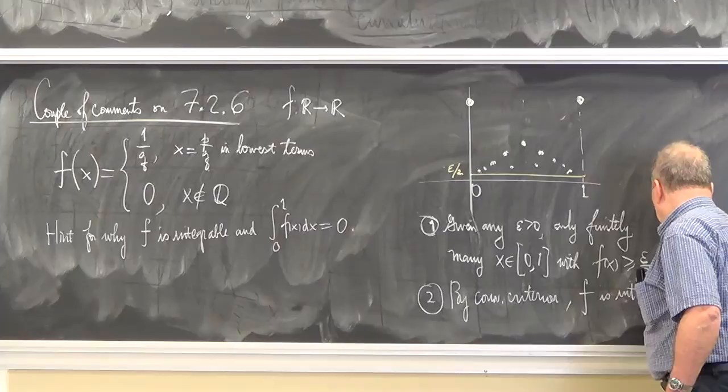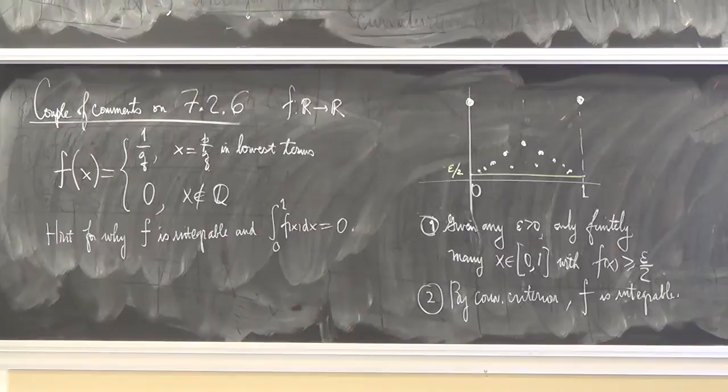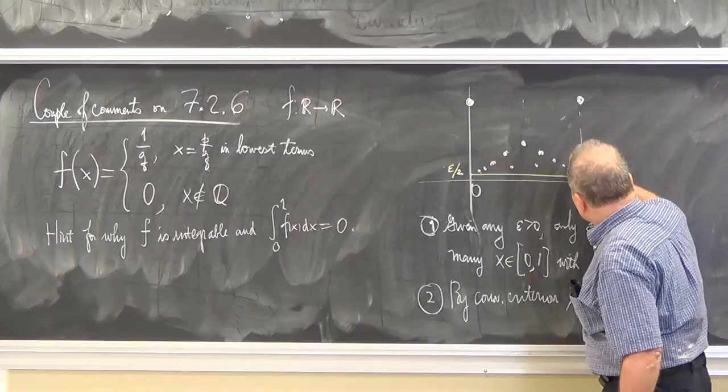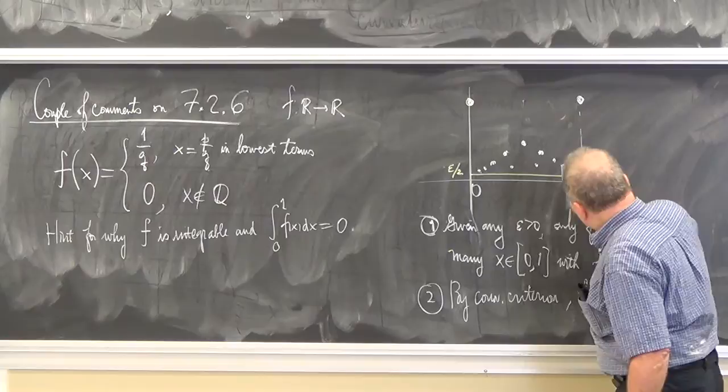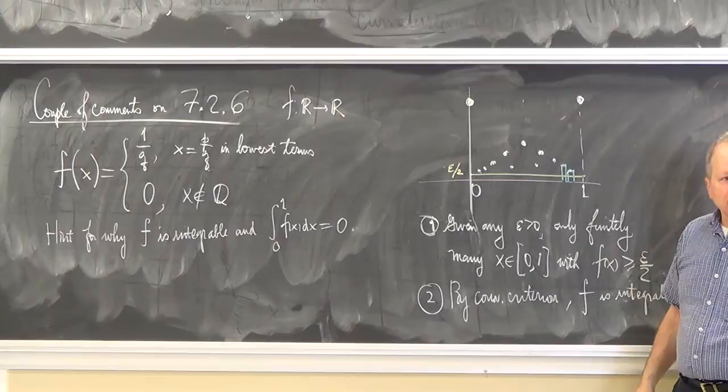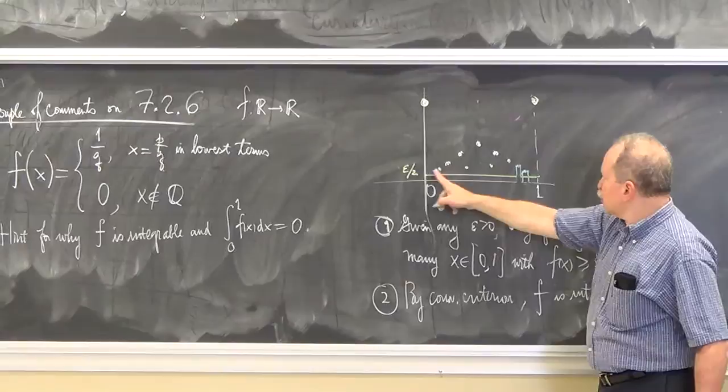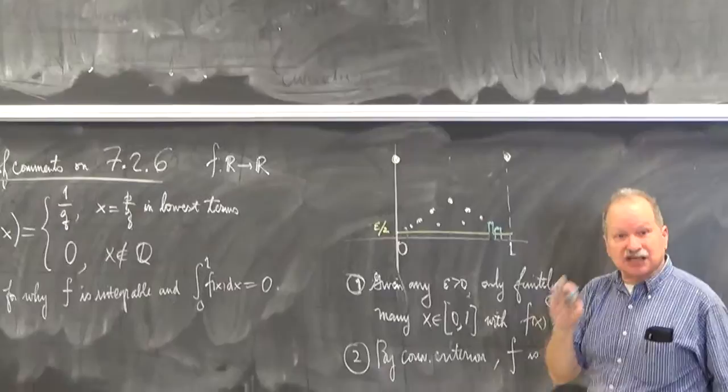Integrable. What are you going to do with these finitely many bad points? Make little columns containing them that are arbitrarily narrow? You can make a partition that is built around each of the bad dots, and so that the sum of the lengths of those intervals is less than epsilon over 2. And the heights are certainly less than or equal to 1. So if you surround the finitely many bad points by little intervals whose sum of lengths is less than epsilon over 2, then you win.